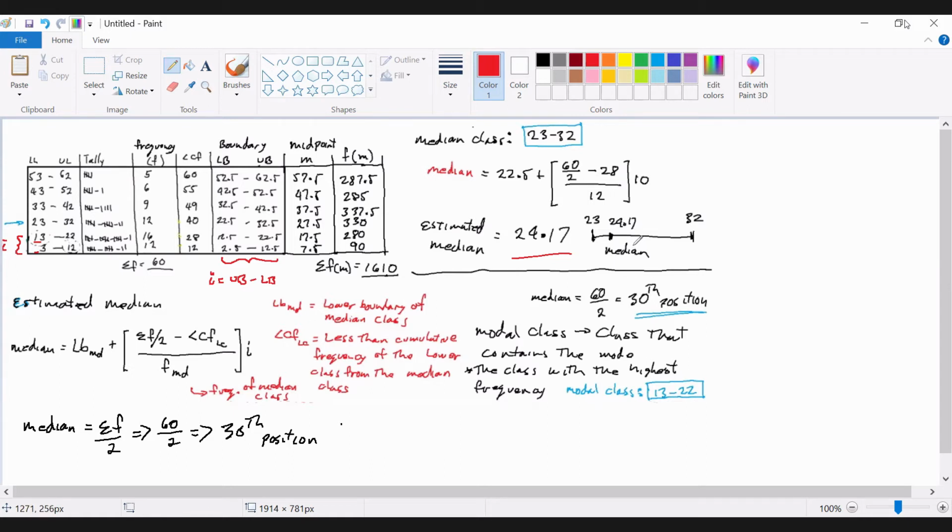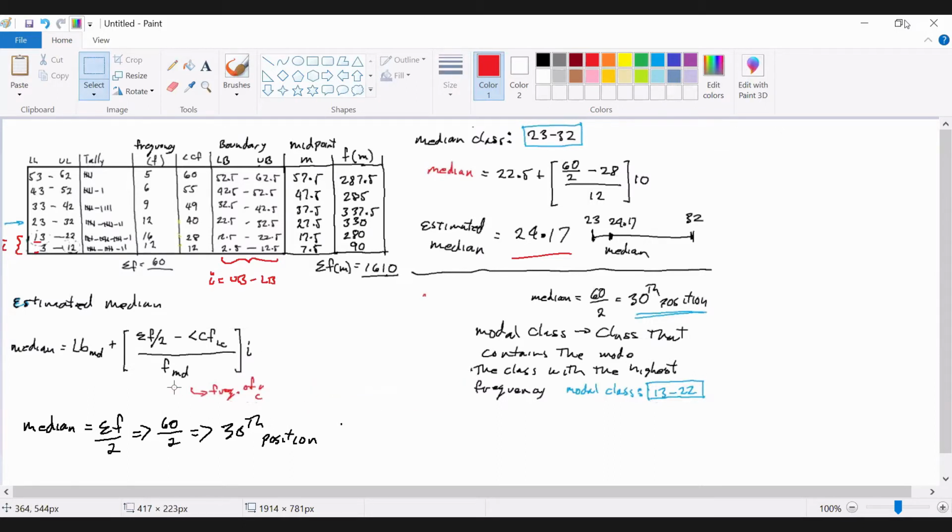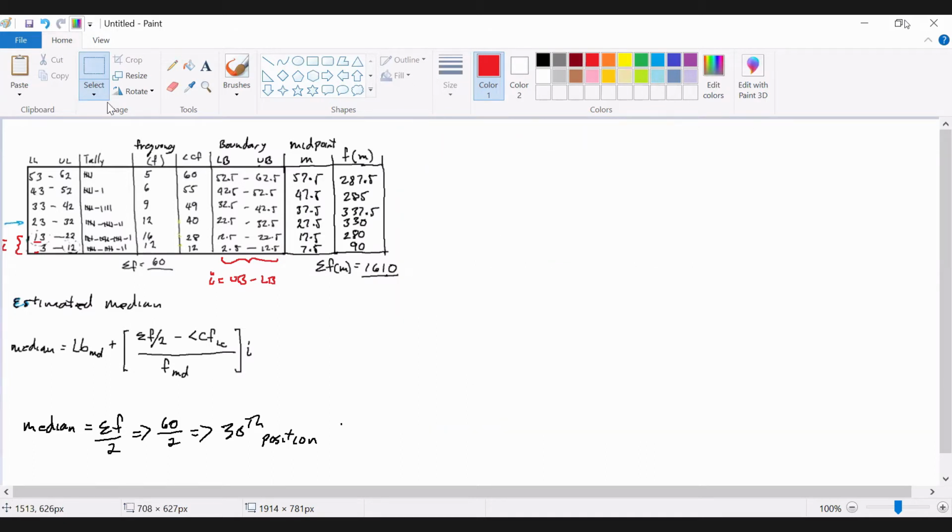So last meeting, I told you as well that I am going to show you where this came from. How did we end up with this formula? For that, I need to erase some stuff. So where did all of this come from? This came from what we call interpolation.